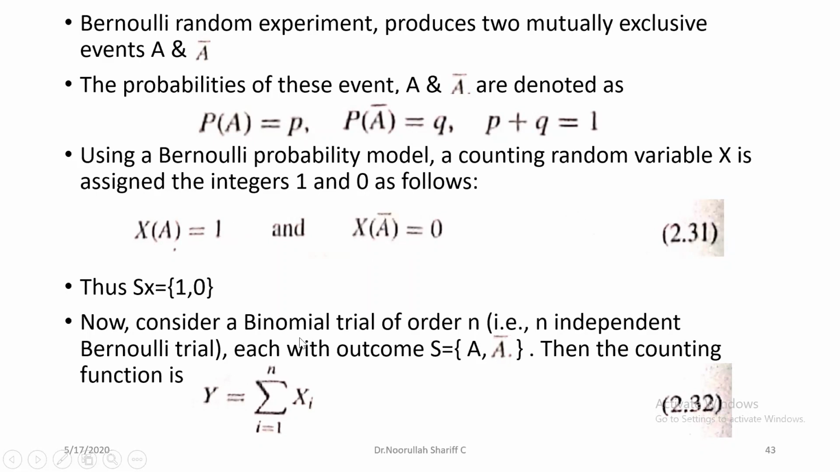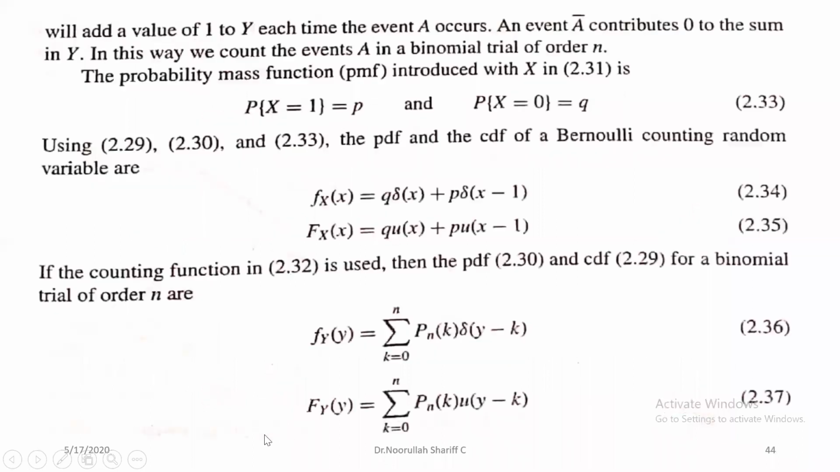Now consider a binomial trial of order n. Here we had considered only one experiment, but now we are considering n number of experiments. So that is n independent Bernoulli trials, each with outcome A and A bar. Then the counting function will be Y equal to sigma of Xi, i equal to 1 to n. Whatever counting function there is corresponds to the addition of all the Xi's of the n independent Bernoulli trials.